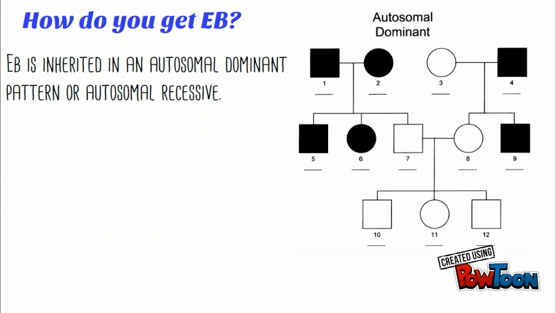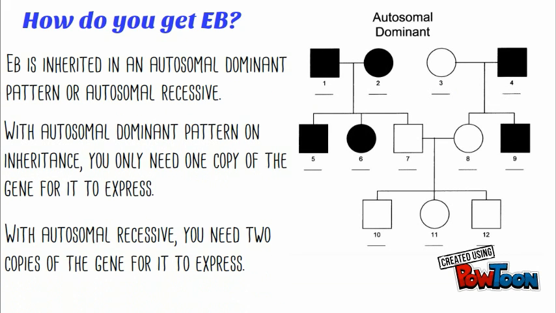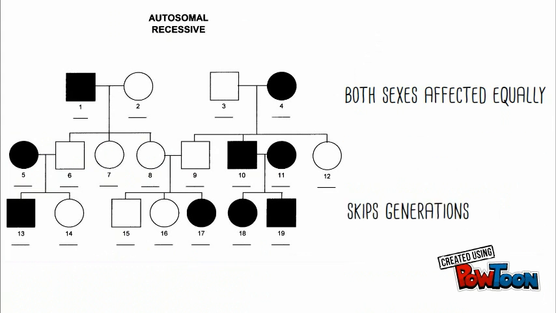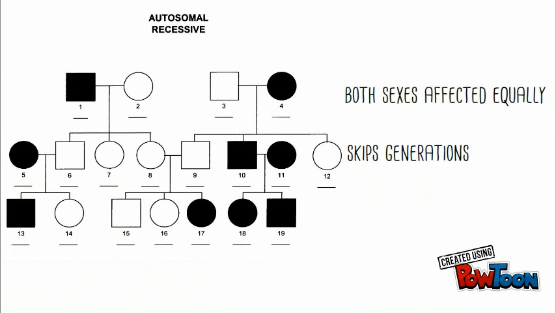So how do you get EB? Well, EB is most commonly inherited in an autosomal dominant pattern, and in rare cases, autosomal recessive. Dominant refers to only one copy needed for the gene to be expressed, and recessive needing two copies for the gene to be expressed. The diagram above shows an autosomal recessive inheritance pattern.